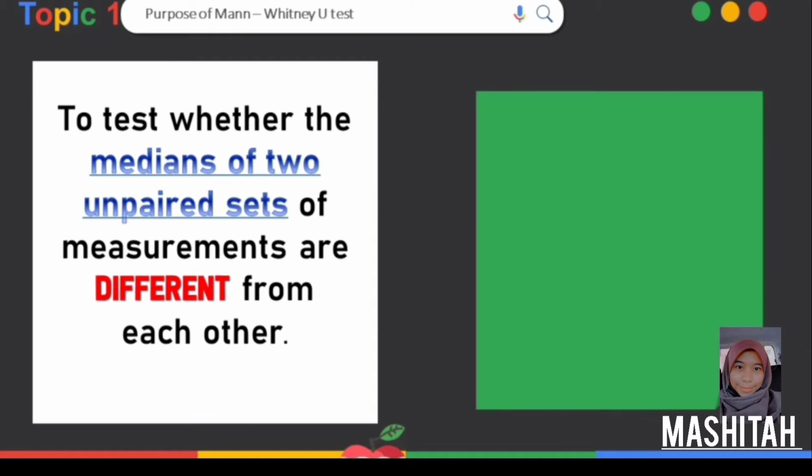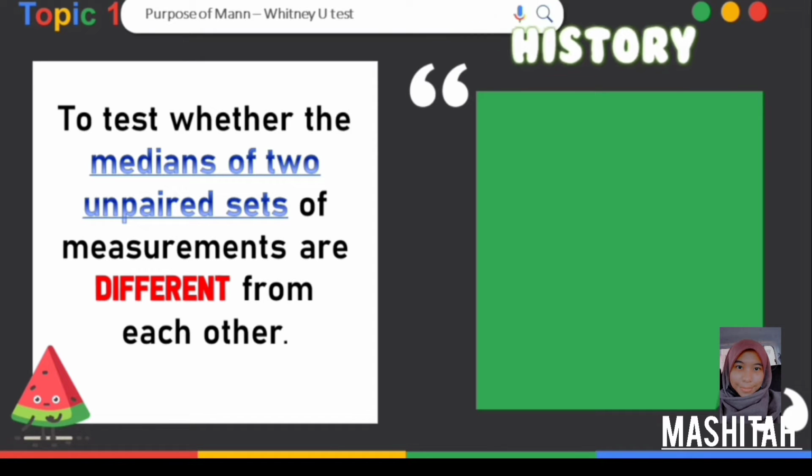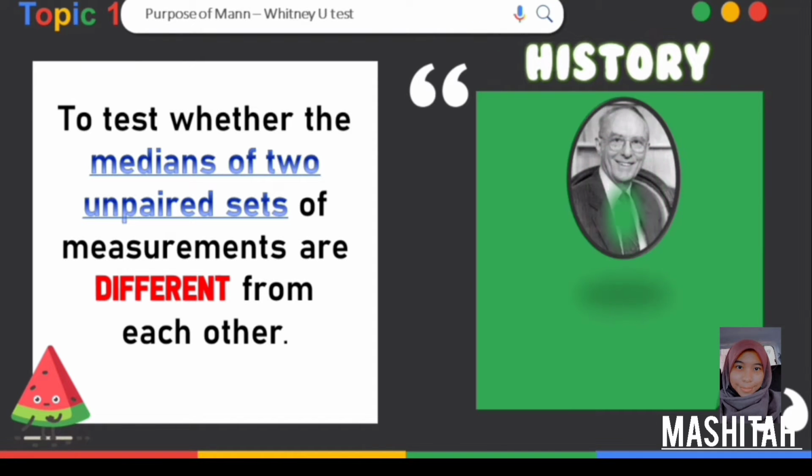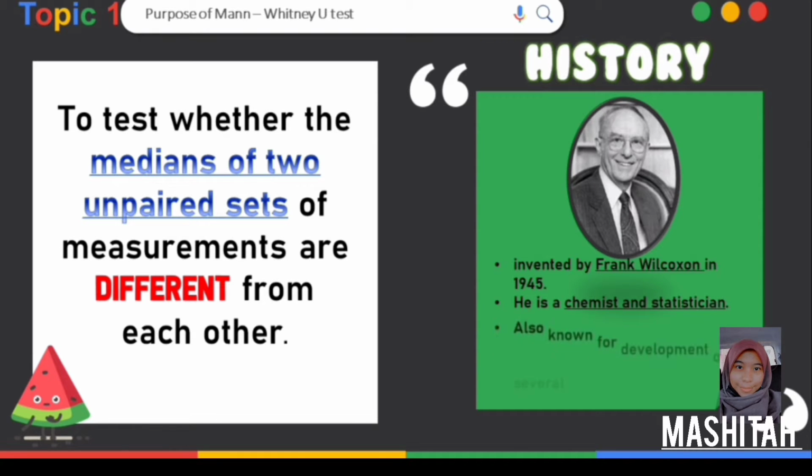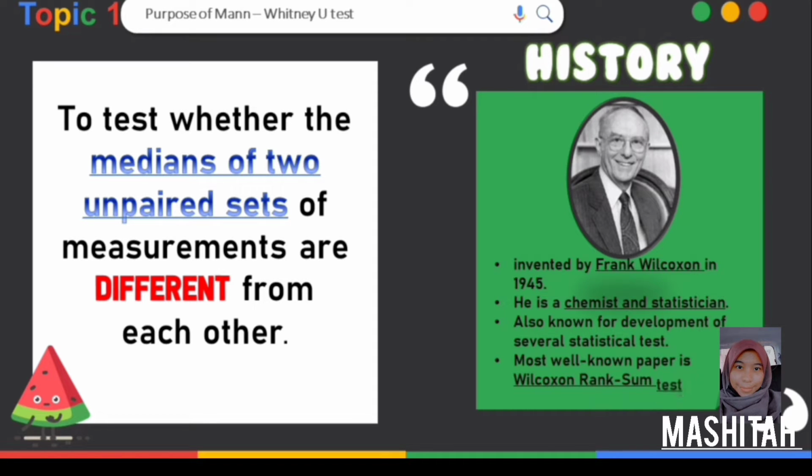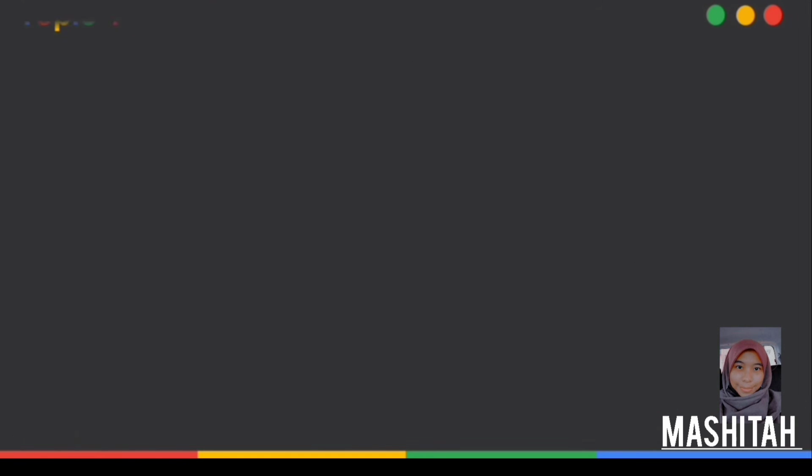So this is some history about the inventor of the test. This test was invented by Frank Wilcoxon in 1945. He was a chemist and also a statistician. He is also known for the development of several statistical tests, and his most well-known papers are the Wilcoxon rank sum test and the Wilcoxon signed rank test.